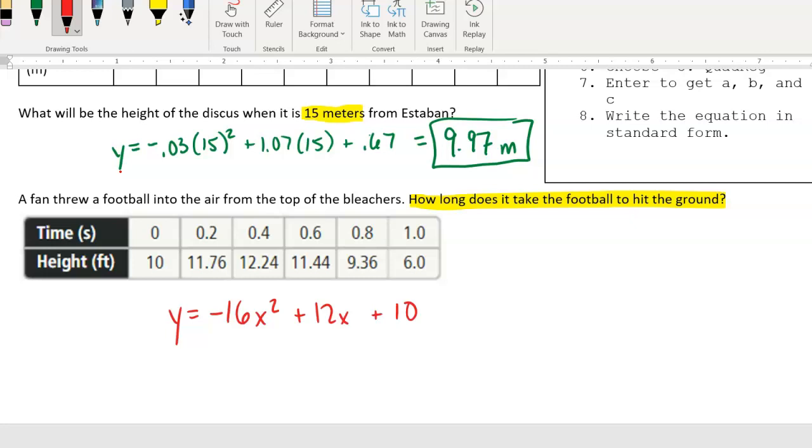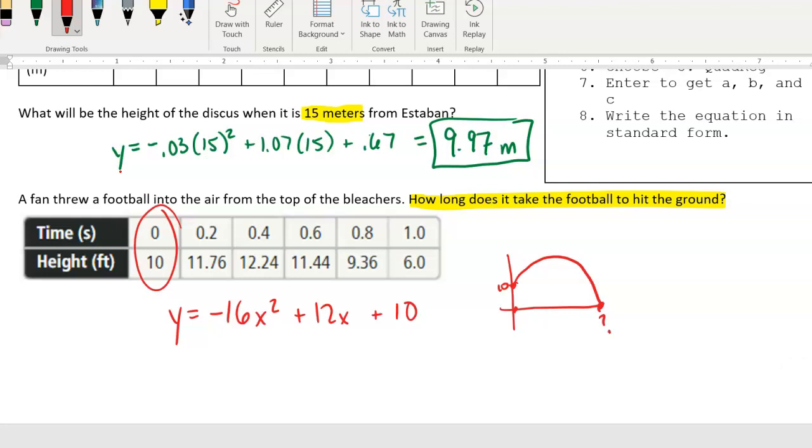To be able to find that, we're going to need to graph it, because think about what we would have here. It's starting at 10 feet. When it starts, after 0 seconds have gone by, it's starting from a height of 10 feet. So it's going to go up, and then it's going to hit the ground at some point. We want to figure out how long it's going to take for the ball to hit the ground.